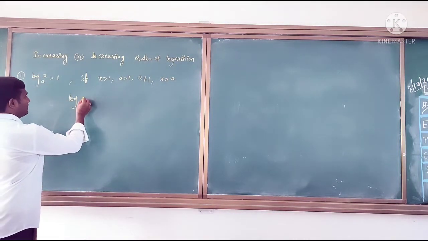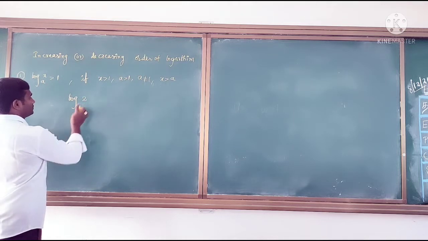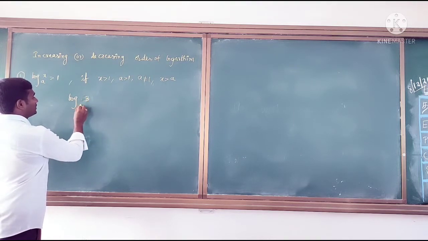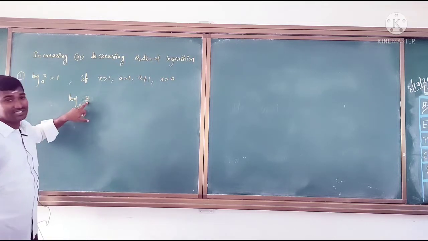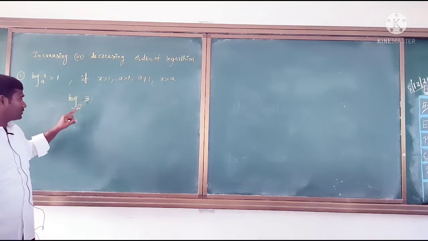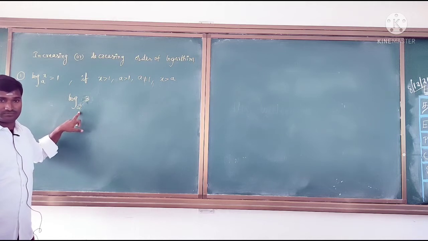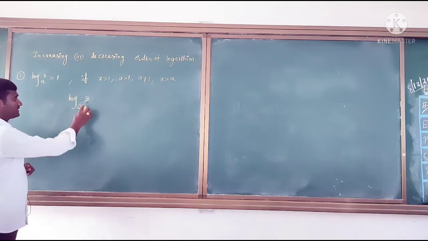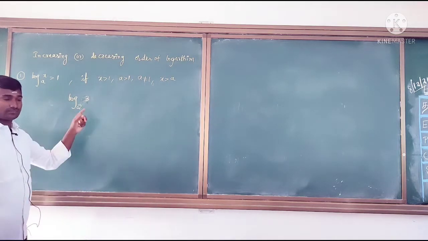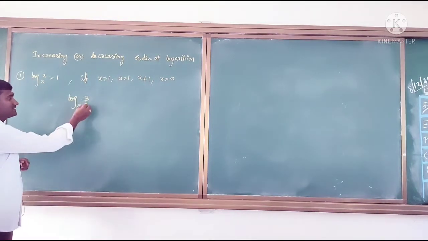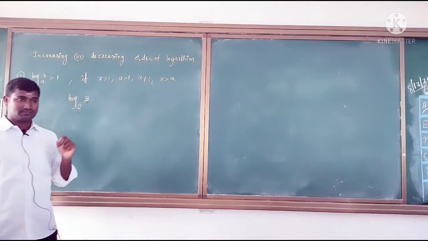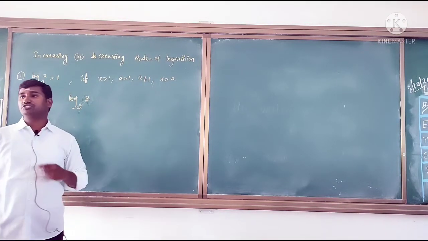If you take log 3 to the base 2, 3 is greater than 1, yes sir. 2 is greater than 1, yes sir. And 3 is greater than 2 also, yes sir. So these three conditions are satisfied, so log 3 base 2 value is greater than 1.